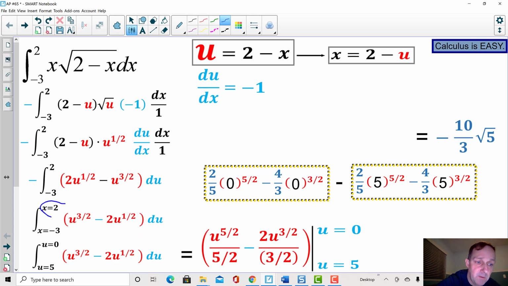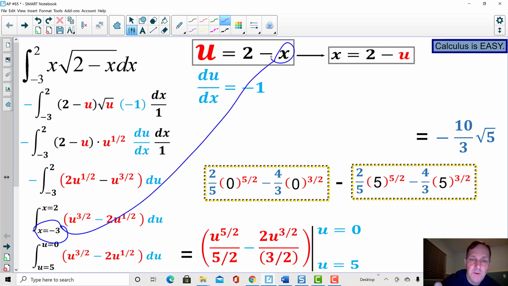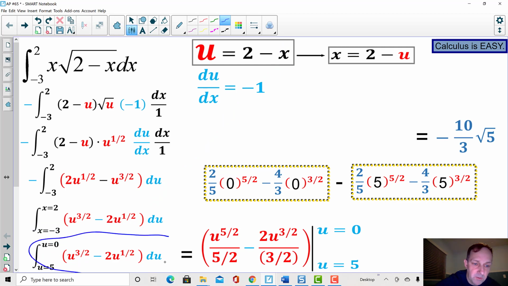And I'm going to change my bounds. When x is 2, you can plug in a 2 right here, and you're going to get u is 0. So our u will be 0. And when x is -3, you're going to get u is equal to 2 minus -3. So that's 2 plus 3, and so that's how I'm getting u equals 5. Okay, now we're ready to do this integral.